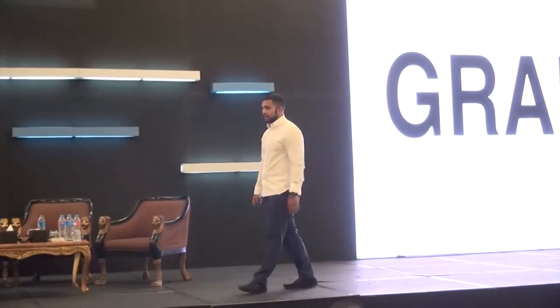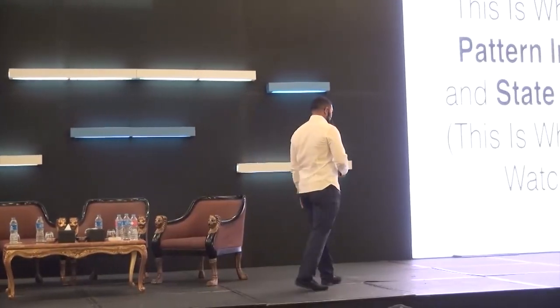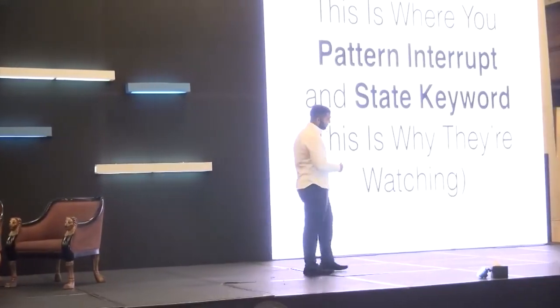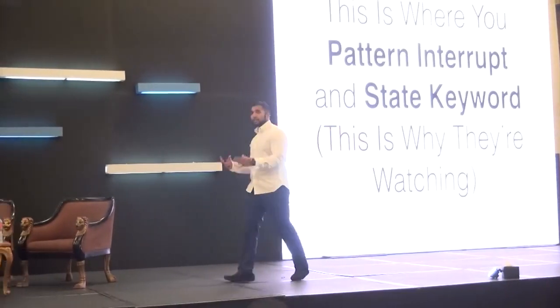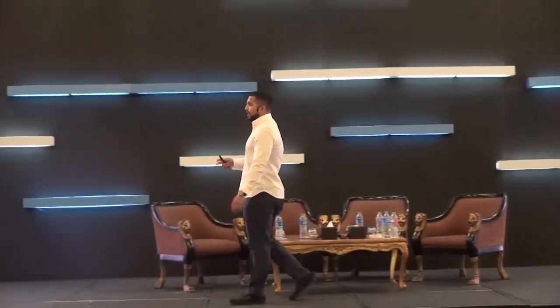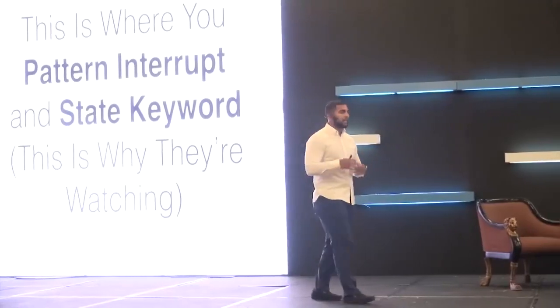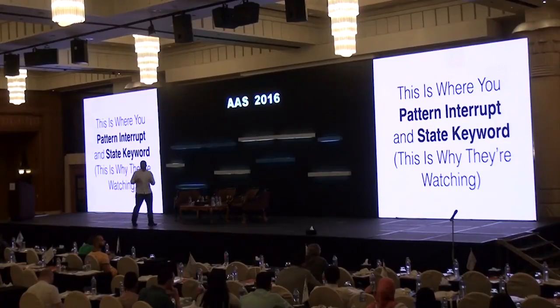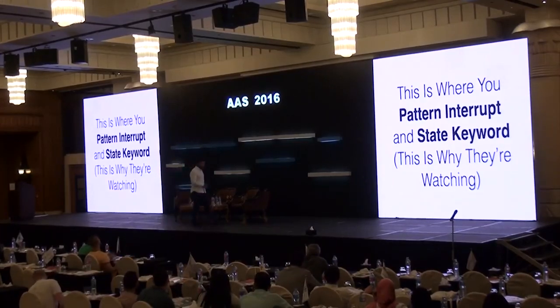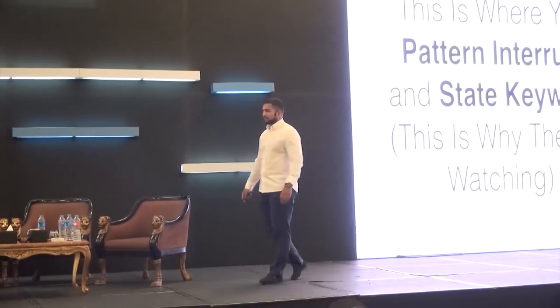The first G is grab. You want to grab your user. This is where you pattern interrupt and you state the keyword that they're searching. You are ranking for a specific keyword, and the content of that keyword is why they're watching your video. So you want to interrupt their pattern, which means when somebody is browsing online, they're in a pattern of thought, and you want to immediately interrupt that pattern and pull them into your content. And then you want to state the keyword. So if your keyword is Shopify, you could say something like, chances are you're here because you want to learn about Shopify. That's why they're here. So you pull them into the video.